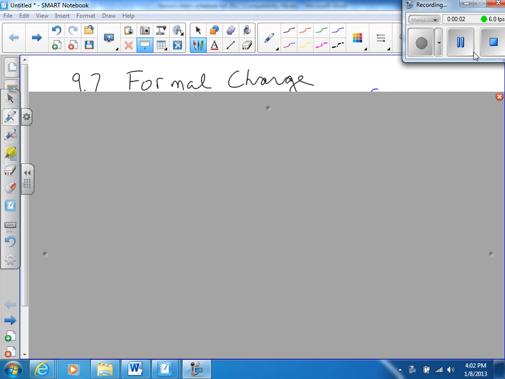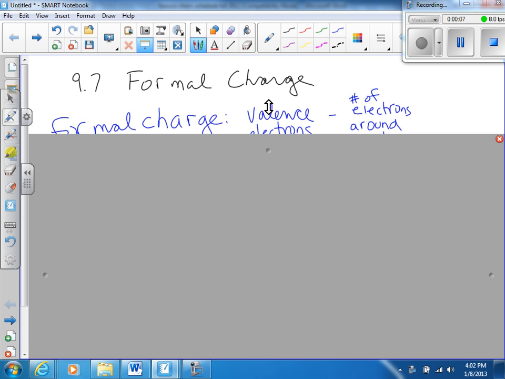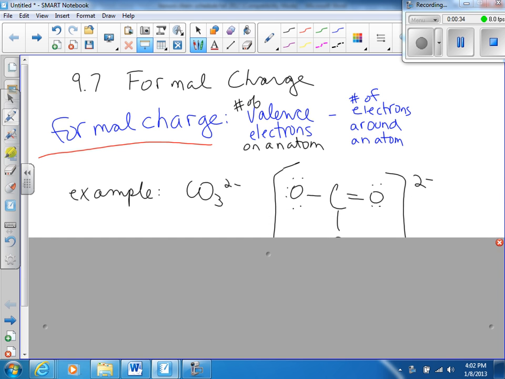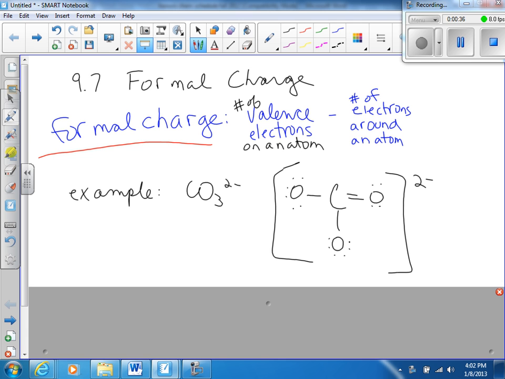We are going to start today with section 9.7, formal charge. And formal charge is defined as the number of valence electrons minus the number of outer electrons around an atom. So we're just looking at single atoms. So it's the number of valence electrons for an atom, minus the number of electrons around an atom. And as an example, we're going to look at carbonate.